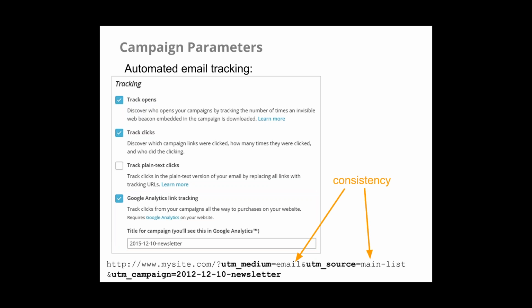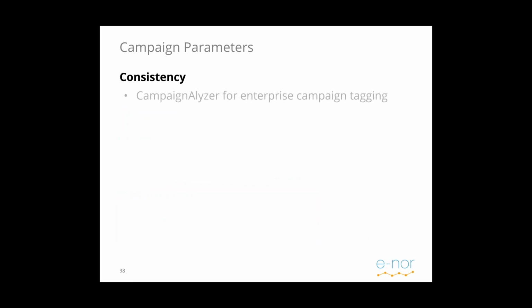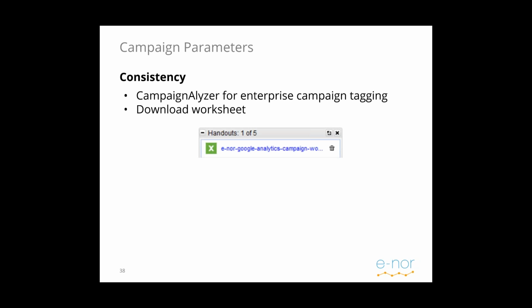So we get consistency with UTM medium, UTM source, and then you provide UTM campaign. Okay, also for consistency, Campaignalyzer is actually a tool that we've developed for enterprise campaign tagging. Enterprise level, if you have many people who are working on campaign tagging, you could look at a tool like Campaignalyzer. You could potentially build an internal tool. We've worked with clients who have built their own internal tools for consistency and campaign tracking across the enterprise. Consistency really is key. Or you can go ahead and download a worksheet that we provided right from this webinar.